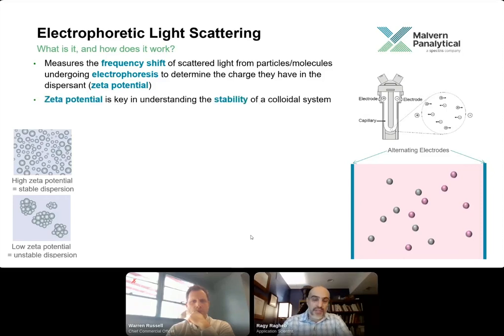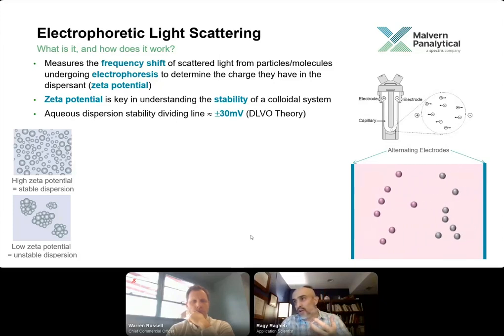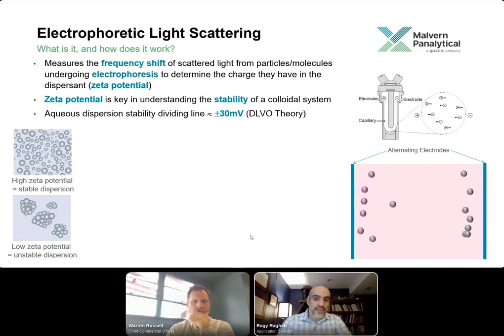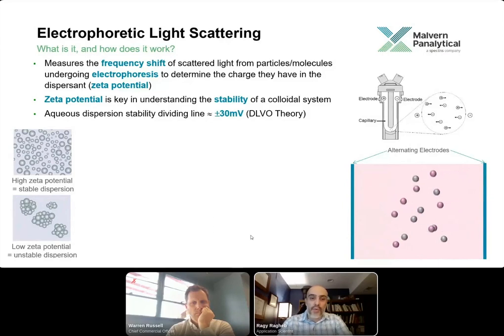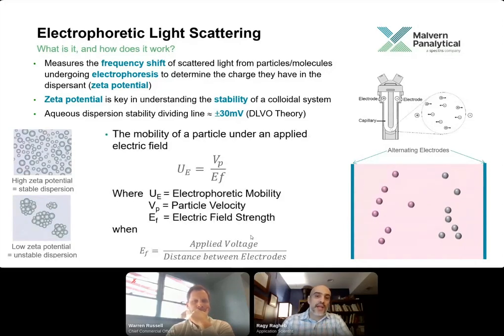The zeta potential is really a key for the stability of a colloidal system. The higher the absolute value, regardless of the direction of charge, the more stable your sample might be. You can see here on the left that a high zeta potential value will indicate a stable dispersion, and a low zeta potential will indicate some level of aggregation and an unstable dispersion. It's further calculated by looking at the electrophoretic mobility of these particles moving under an applied electric field.